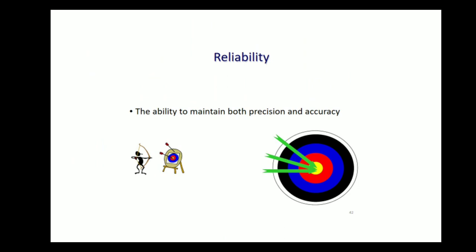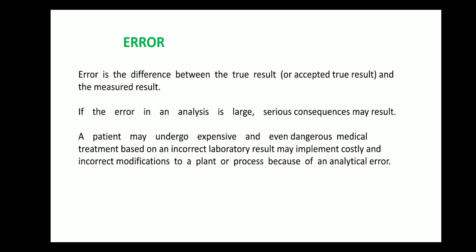Reliability is the ability to maintain both precision and accuracy. Okay, only when the result we are getting is accurate and precise is it reliable, right? Error is the difference between the true result and the measured result. Okay, if the error in the analysis is large, there will be serious consequences, isn't it? The patient might undergo expensive or even dangerous medical treatment based on an incorrect laboratory report. Okay, so the laboratory report should be accurate without errors or with minimal errors.